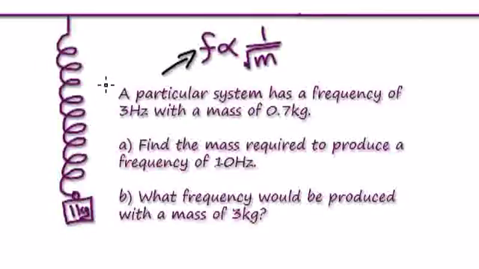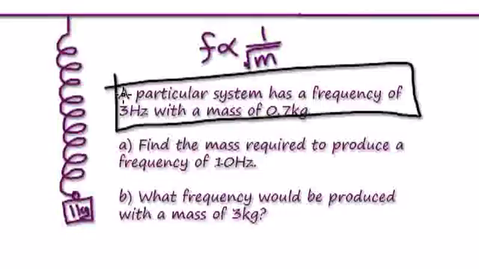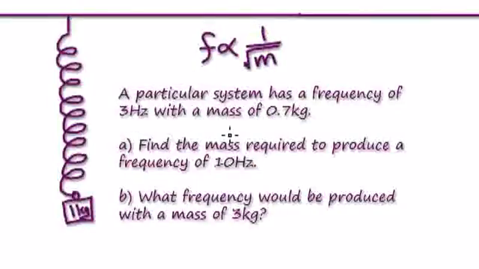Okay, now the frequency depends on the type of spring. It depends on the material used to make this spring, and also it depends on gravity. But we've been given one particular system here. Now, for that one particular system, find the mass required to produce a frequency of 10 hertz. And then find the frequency produced when you have a mass of 3 kilograms. Okay, so press pause and have a go.